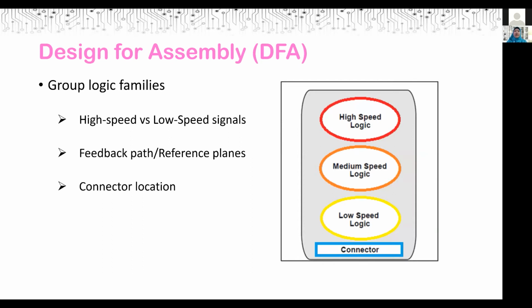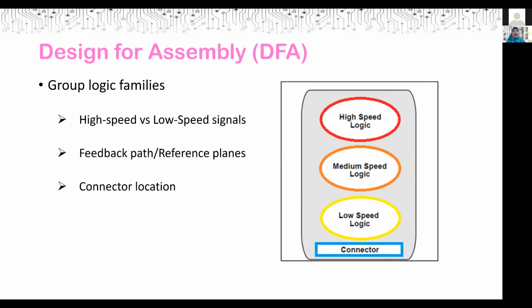Group your logic families in different categories. High-speed signals should be within their category versus low-speed signals in theirs. So think about your high-speed versus your low-speed signals and try to space them as far apart as possible. Give priority to your high-speed signals.